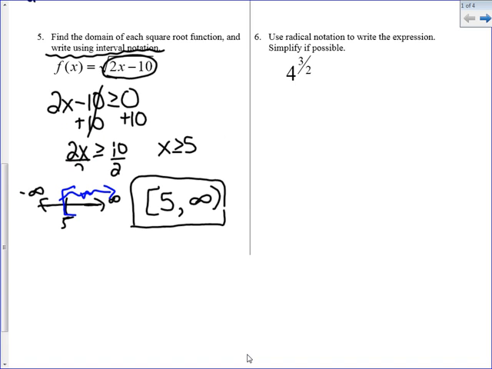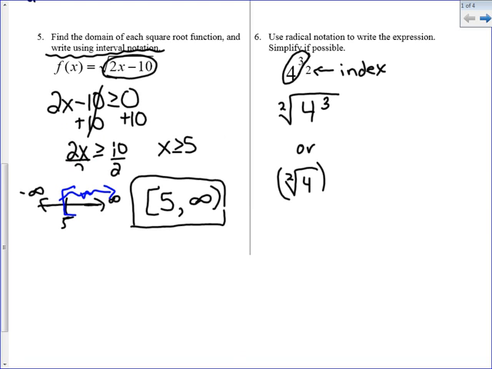Number 6, use radical notation to write the expression, simplify if possible. So our rational exponent: the numerator is still part of the exponent, the denominator becomes our index. As a radical, this says an index of 2, which indicates the square root of 4 to the third, or you can do the square root of 4, then cube it. And you get the same answer either way.